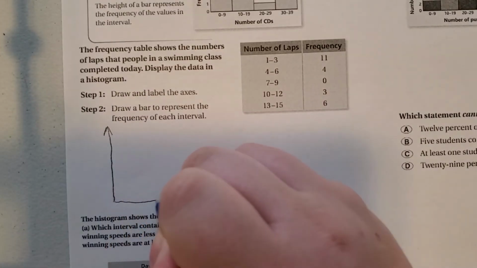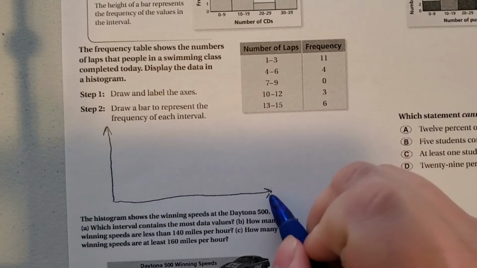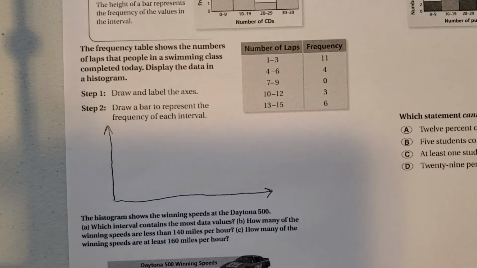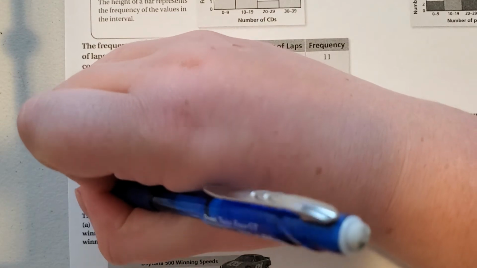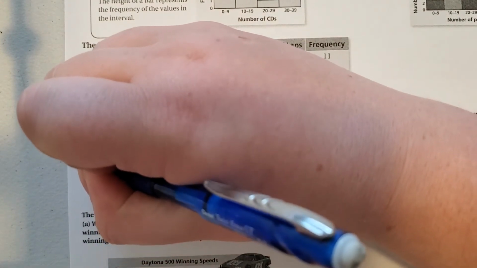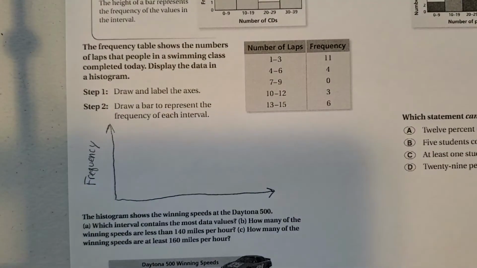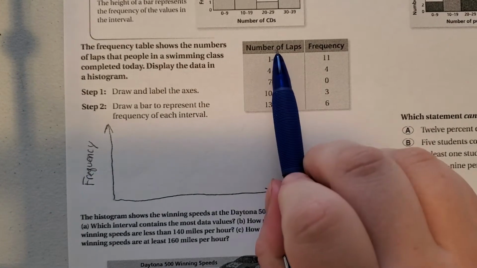draw the x-axis and the y-axis. Remember that the x is the bottom and the y is the one that goes up and down. This is called our frequency, so how often it happens. And then the bottom is the number of laps.